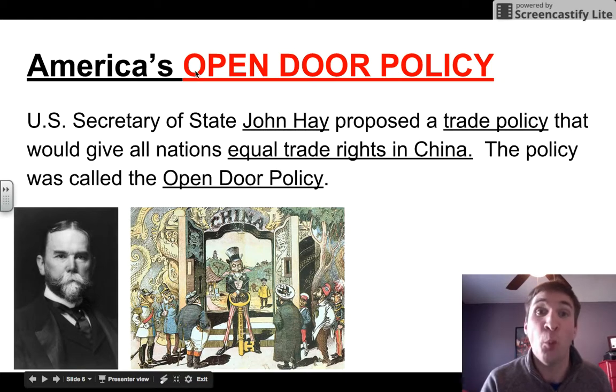First, America's Open Door Policy. U.S. Secretary of State John Hay, there he is, proposed a trade policy that would give all nations equal trade rights in China. And the policy was called the Open Door Policy. Here you see a political cartoon that shows Uncle Sam with the keys to China, and all of the European countries follow suit. They also want to trade with China, and the U.S. and John Hay make that happen.